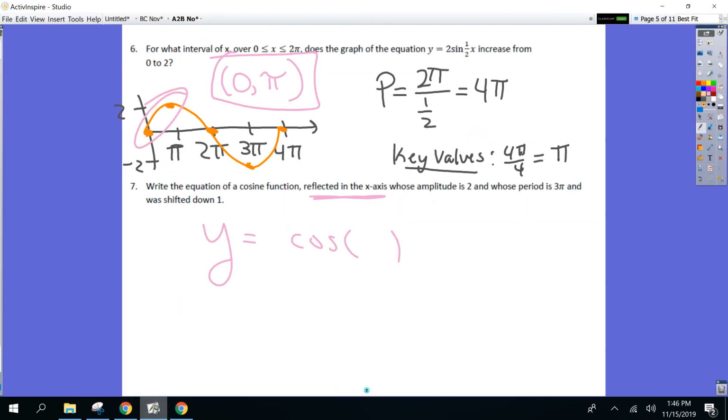12, what'd you put out in front? Okay. What'd you find the frequency to be? Yeah, nice. 2/3 x. And then how about your shift? Okay. So we took care of everything except the reflected in the x-axis part. How can you always look at an equation and know things are going to flip? If it has a what out in front? Negative out in front. Okay, that is the effect.